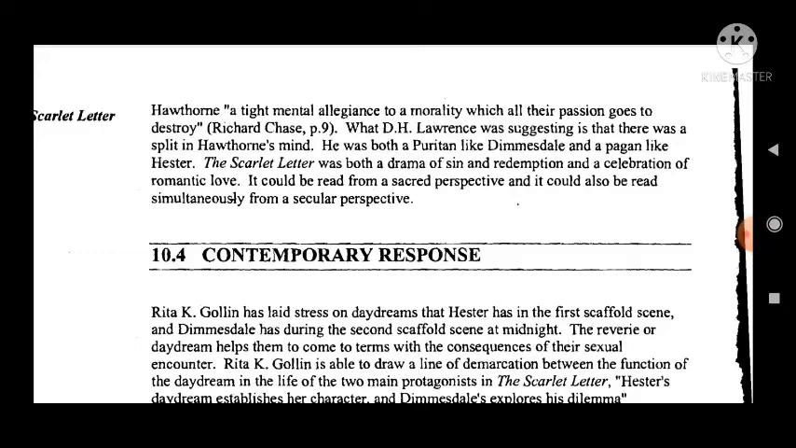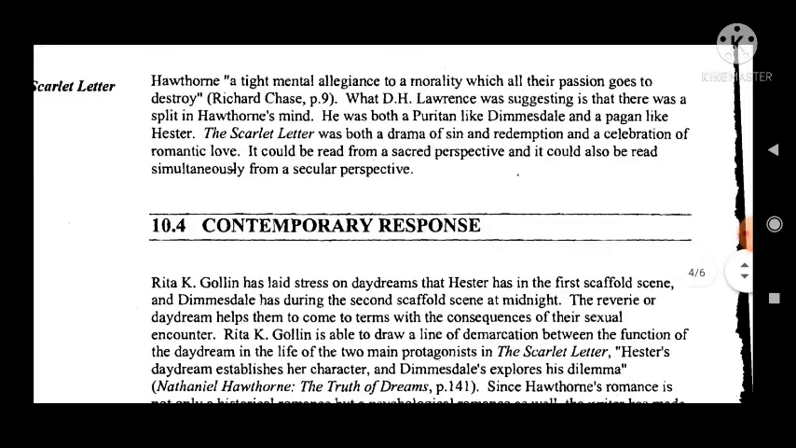What D.H. Lawrence was suggesting is that there was a split in Hawthorne's mind. He was both a Puritan like Dimmesdale and a pagan like Hester.